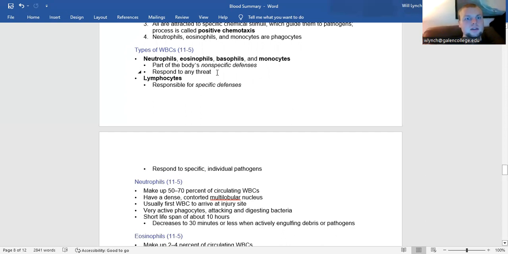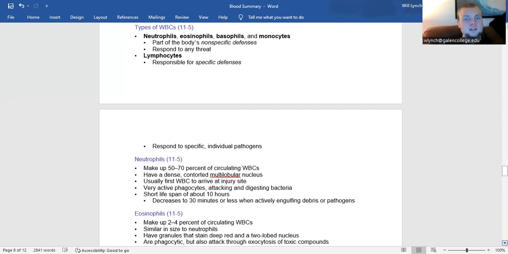This is non-specific. This is going to be our initial startup immune response that is going to respond to any sort of threat. Lymphocytes, T and B cells, are going to be responsible for the adaptive immune response. These are going to be more specific. Here we develop antibodies and we develop specific cellular targets that are going to be able to attack specific pathogens.